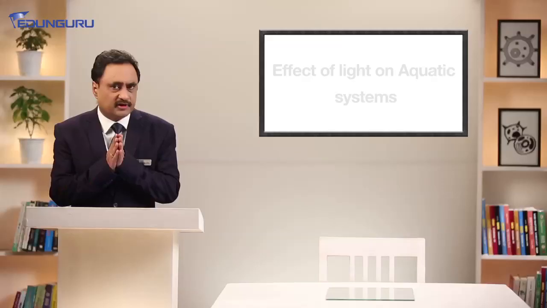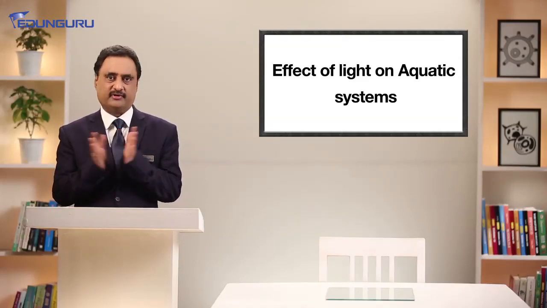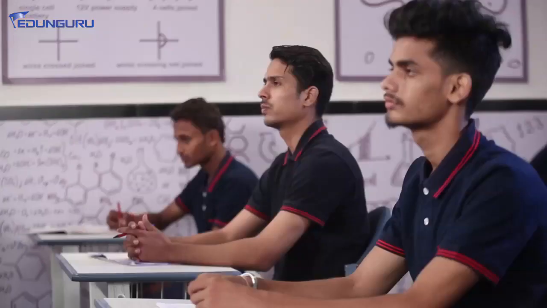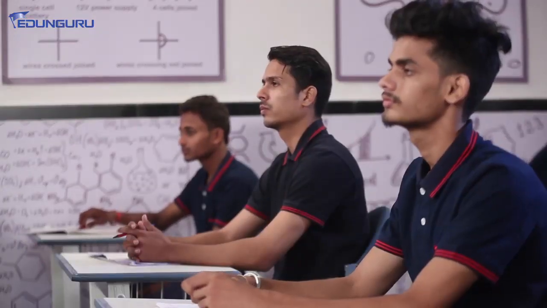Now let's talk about the effect of light on any aquatic system. Let's take an example of a lake. Well, by the way, let me ask one question. What is the difference between a lake and a pond? Can you tell me what is the difference? And please don't tell me that a pond is small and a lake is big. That is the answer given by a class 8 student. Of course, a lake is big and a pond is small. But what is the major difference in terms of the distribution of the phytoplankton?